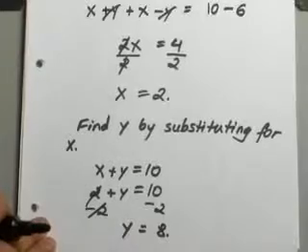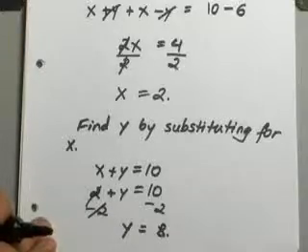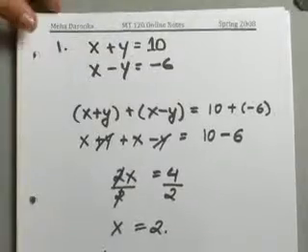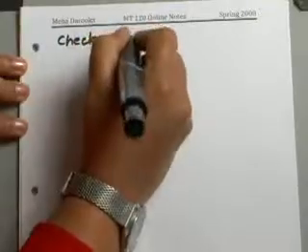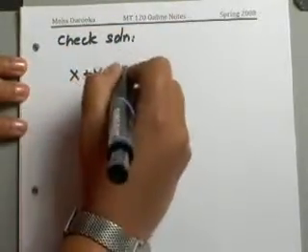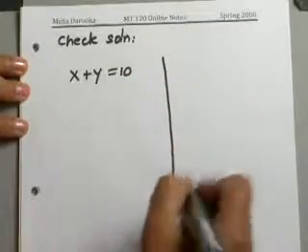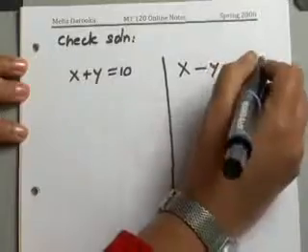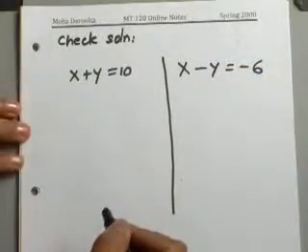Now that we have our x and y values, let's go ahead and check our solutions in both of these equations right here and make sure that you end up with a true statement for both of them. So your first equation is x plus y equals 10, and your other equation is x minus y equals negative 6.